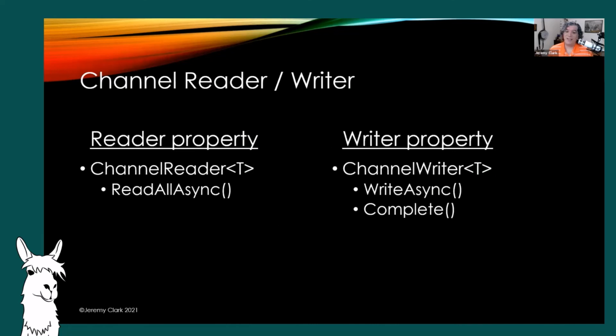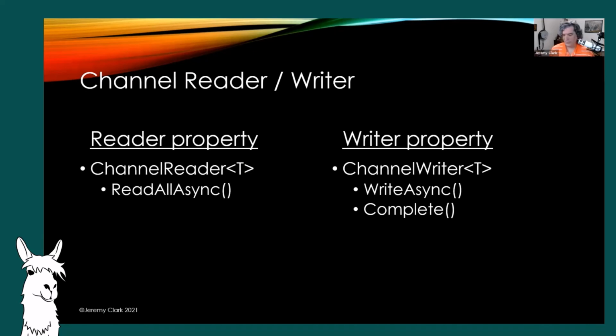The reader is a channel reader of T, and we saw how to use read all async, which is that cool async enumerable that you can await foreach over. And then the writer property is a channel writer of T, and we used the write async to write something onto the channel, as well as the complete method to mark the channel as complete.